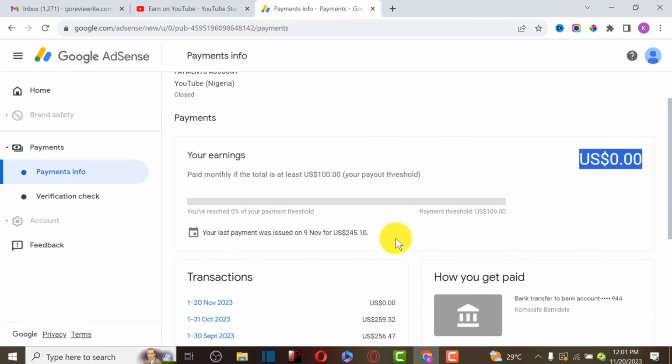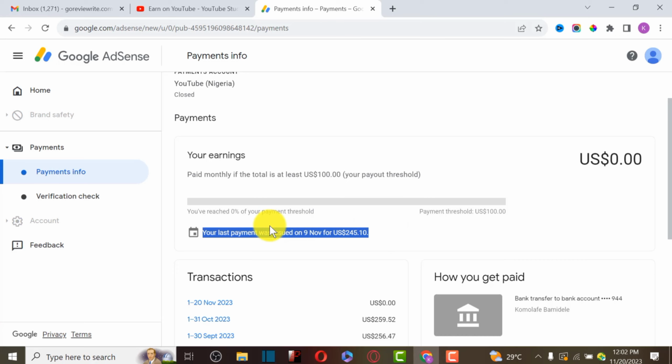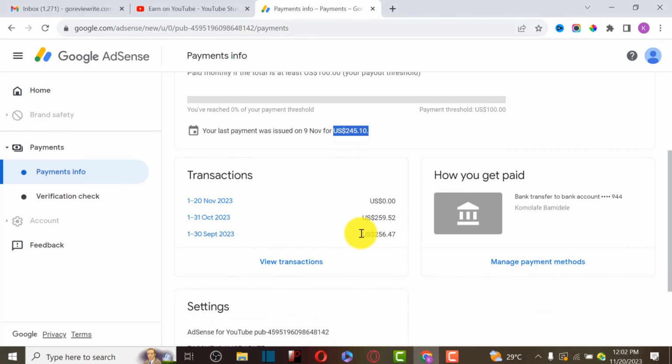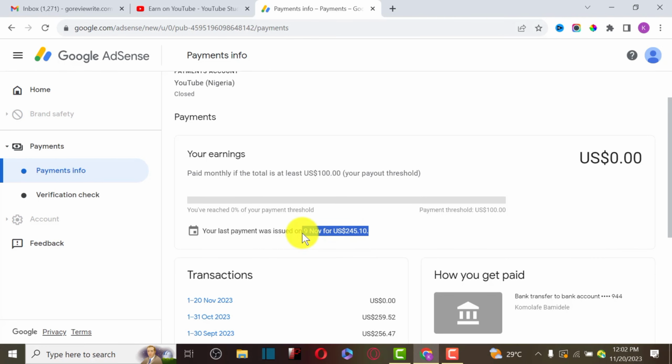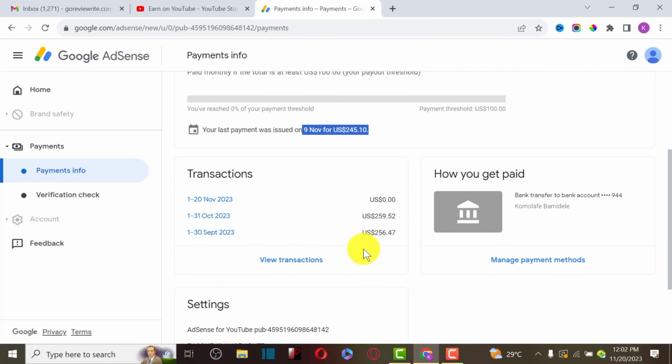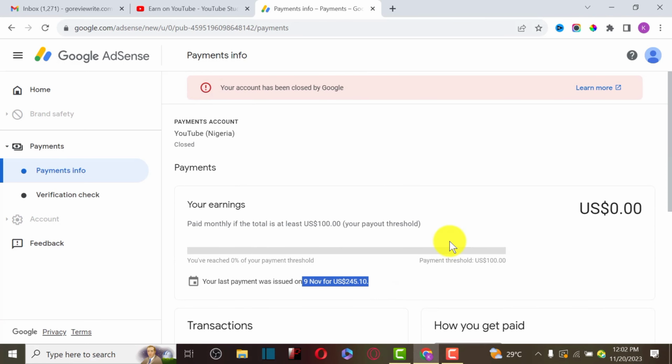As you can see, the payment was issued on the 9th of November. Normally AdSense pays you out on the 21st, but due to the fact that this account was suspended, that's why I got this payment on the 9th of November. There are a lot of conditions you have to meet before you can get paid on an account that was closed by Google.